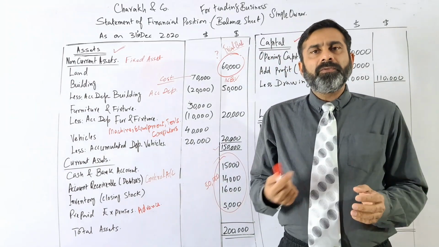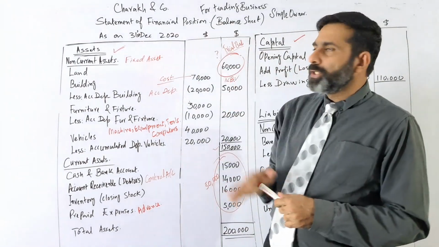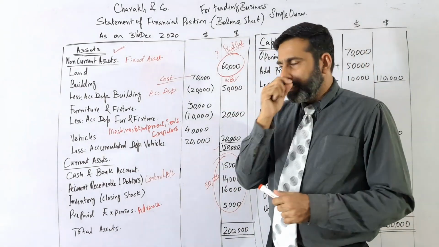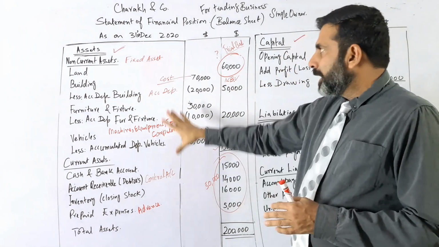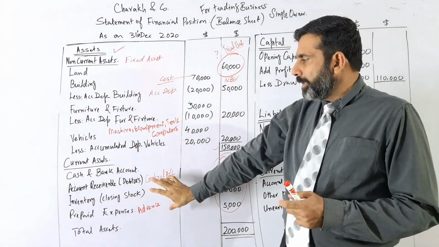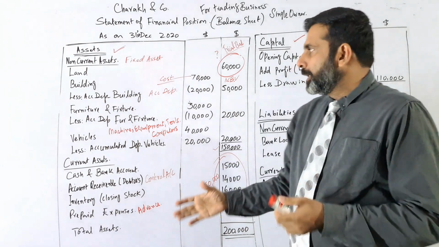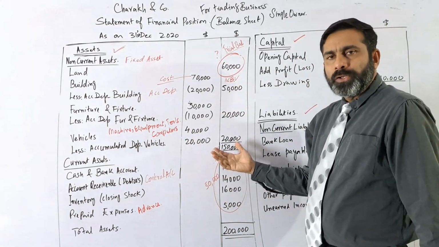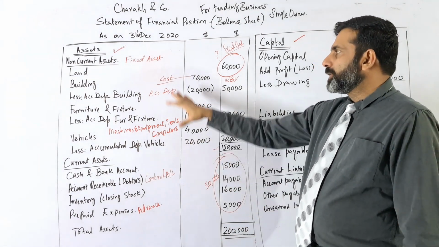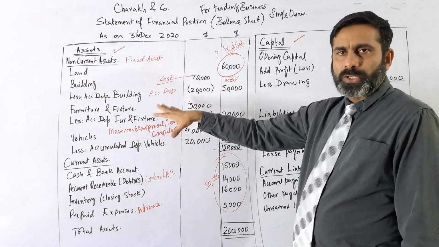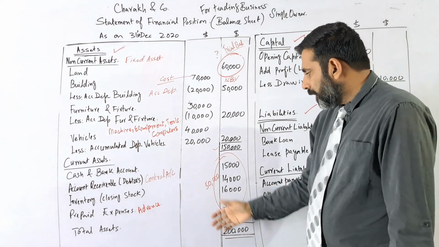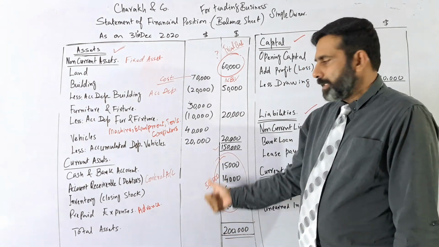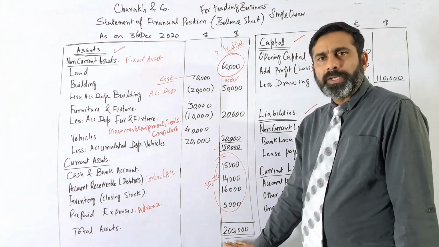Hi students, we were discussing the statement of financial position or the balance sheet. Already we had discussed the non-current assets and the current assets in the previous lecture. So we have almost 150,000 of non-current assets after depreciation and after all the adjustments and considerations, and then we have almost 50,000 of current assets. So the total asset is almost 200,000.